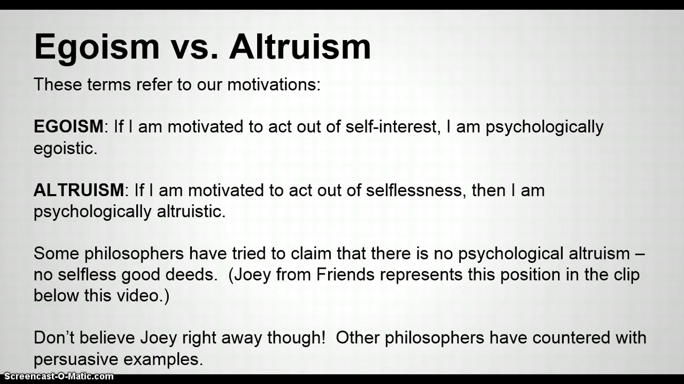Egoism versus altruism. These terms refer to our motivations. So egoism is if I am motivated to act out of self-interest, then I am psychologically egoistic. So I'm acting out of selfishness or self-interest. Altruism, if I'm motivated to act out of selflessness, then I am psychologically altruistic. Okay. So some philosophers have tried to claim that there is no psychological altruism, no selfless good deeds.